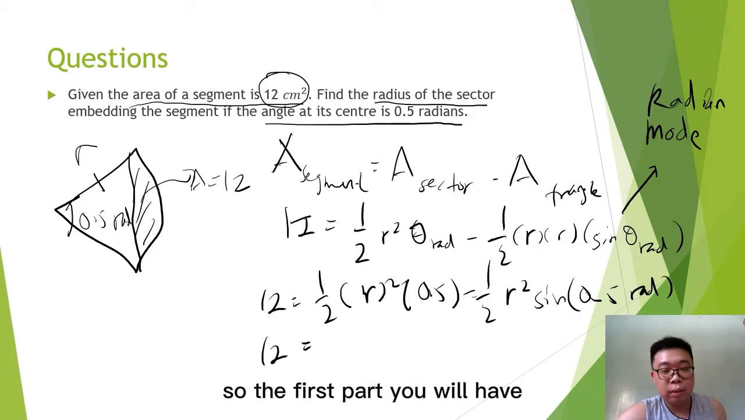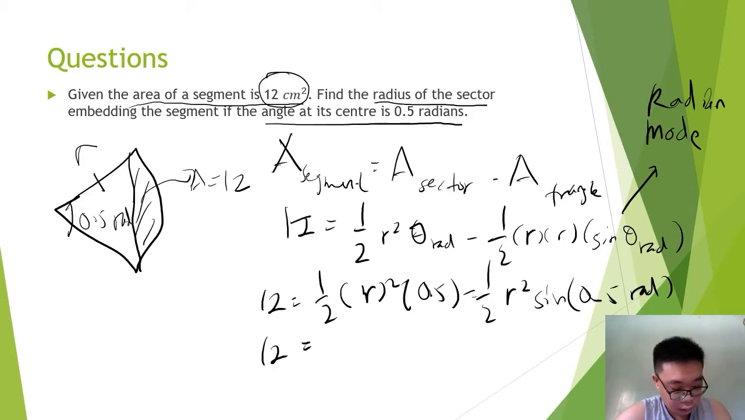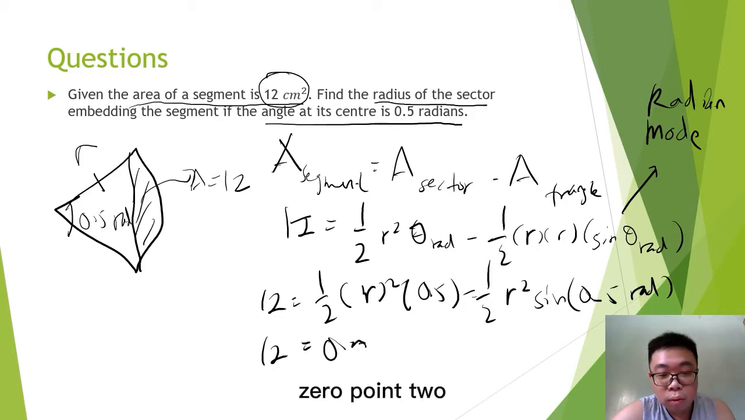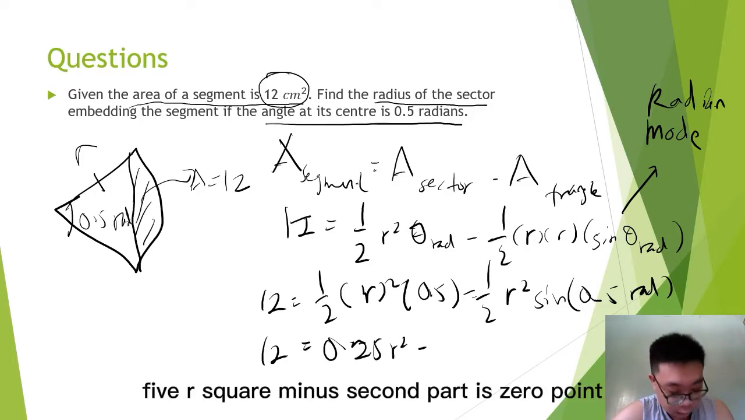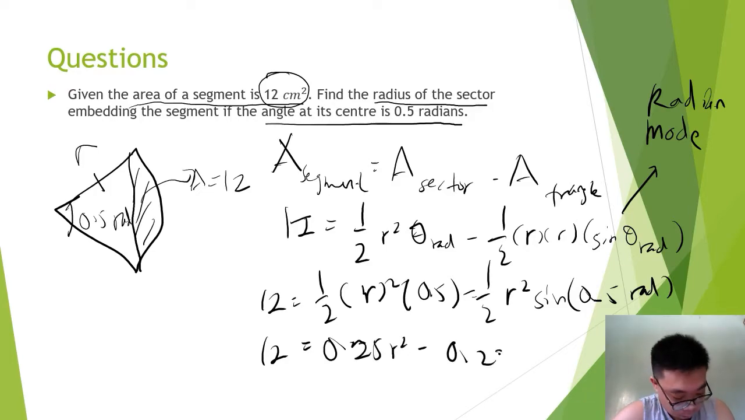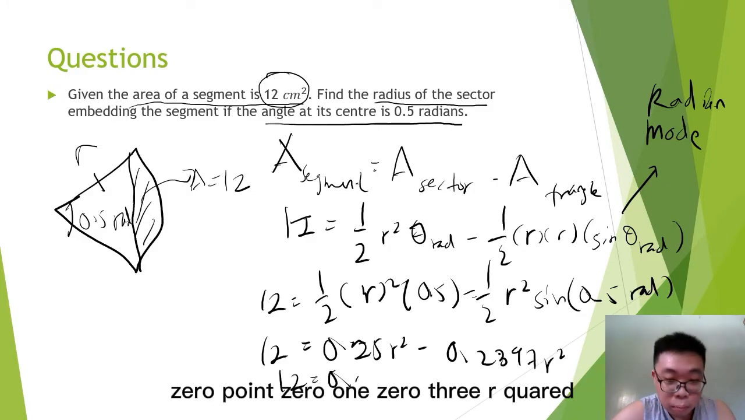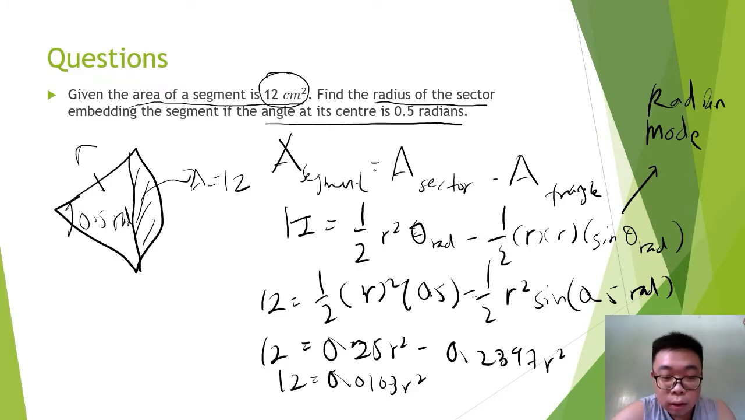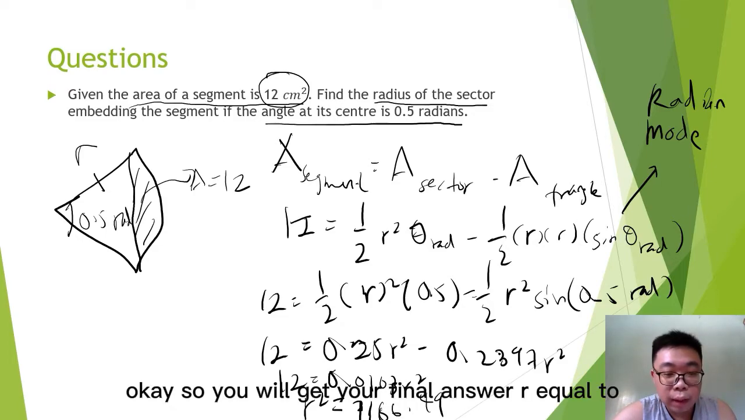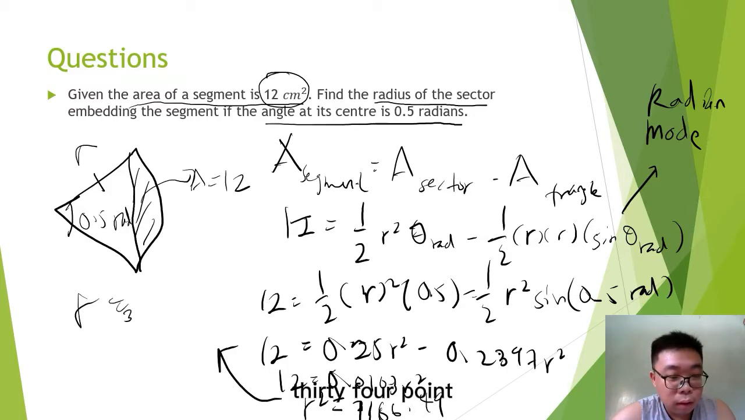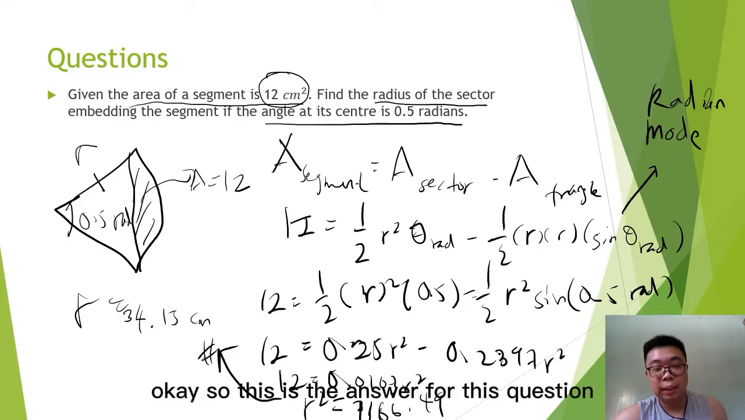So the first part you will have 0.25 r squared minus second part is 0.2397 r squared. So 12 equal to 0.0103 r squared. So you will get r squared equal to 1166.49. Okay, so you will get a final answer r equal to 34.15 centimeter. Okay, so this is the answer for this question.